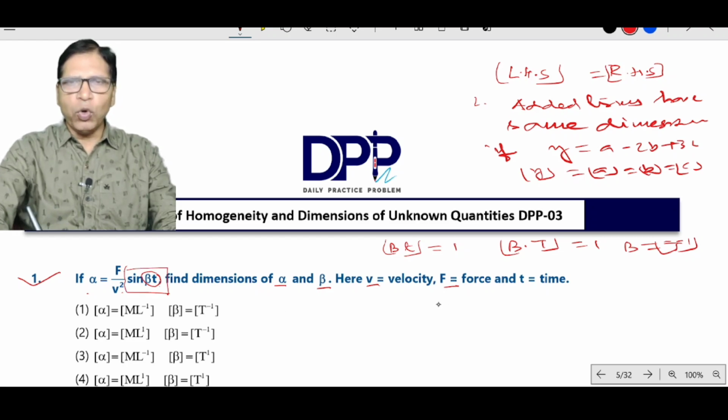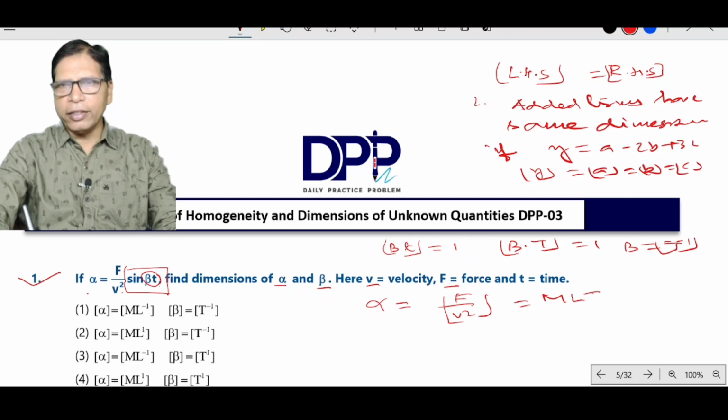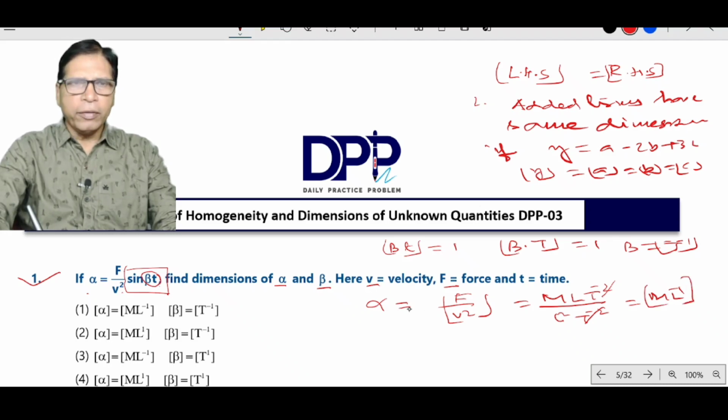So alpha has same dimension as that of force by velocity square. Now dimension of force is M L T minus 2. Velocity has dimension L T minus 1. So v square means L square T minus 2. T minus 2 cancel out. So look at this, M L minus 1. So alpha has dimension M L minus 1 and beta has dimension T minus 1. Option 1 is correct.